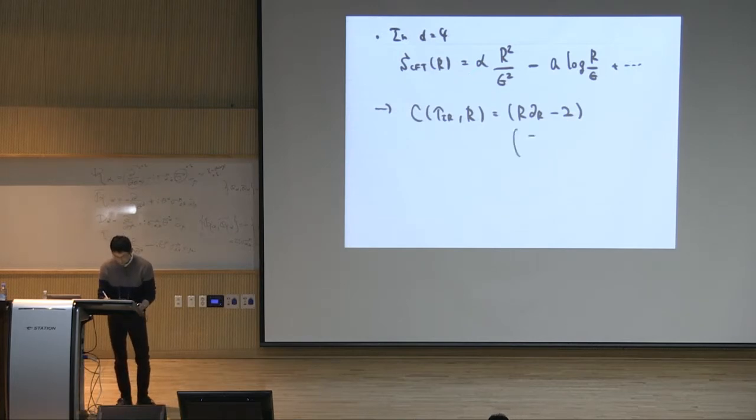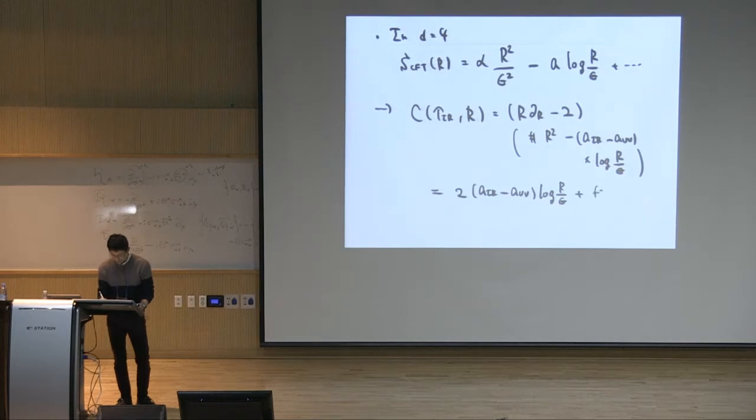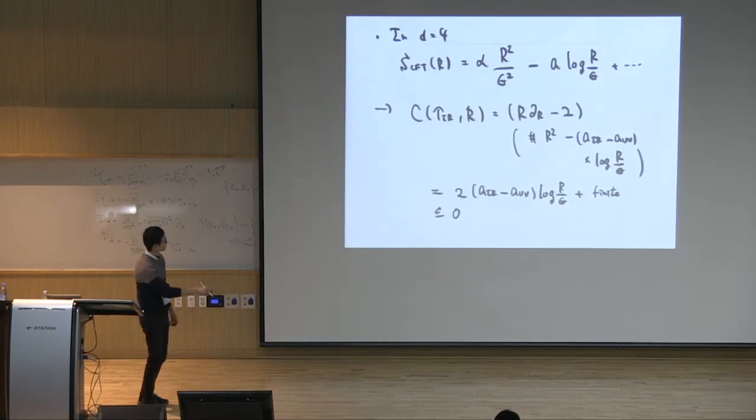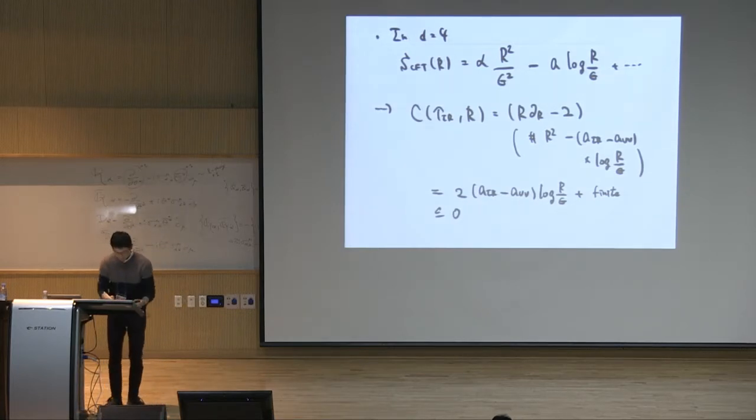Basically, you have something times R squared, and you have a second term, minus A_IR minus A_UV, times log. And then you end up with twice A_IR minus A_UV times log, plus a finite term. So then this is also, again, non-positive. And of course, R is greater than epsilon. So this is a UV cutoff scale, which is the smallest. So this part is positive. So you end up with the A theorem.